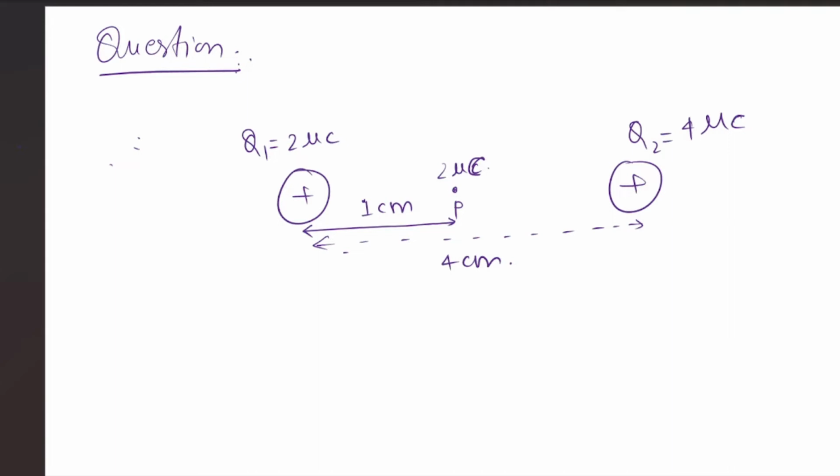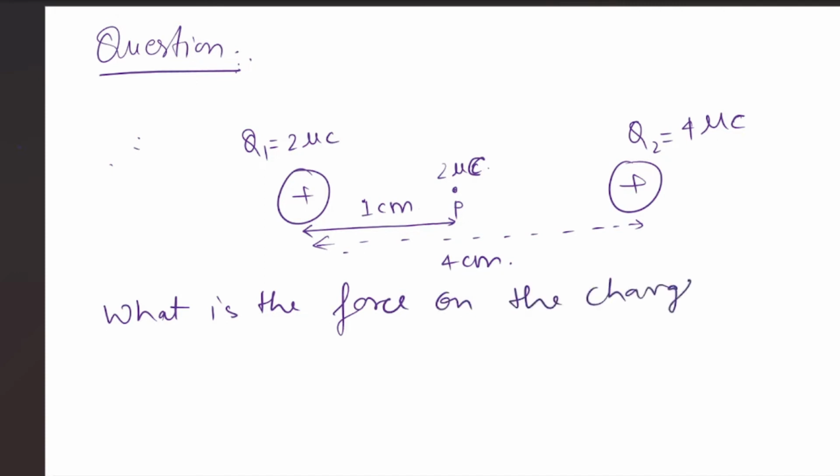So we have to calculate the force on the charge at point P. Just for clarity, let's say the nature of the charge at point P is positive. So we can apply Coulomb's law to solve this question. We can use F is equal to K Q1 Q2 by R square.